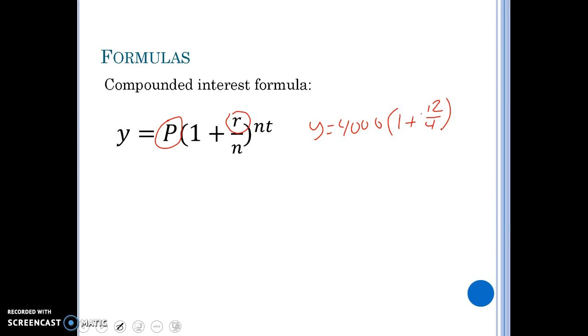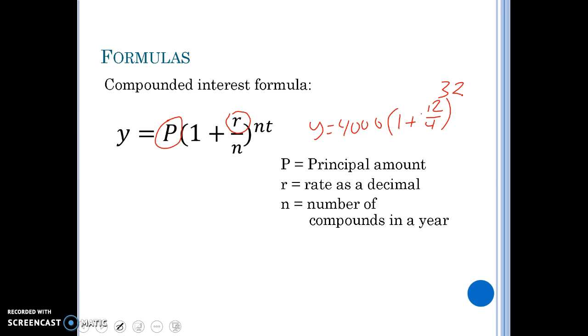And then the exponent is the number of times you're compounding it times the time. So in this particular case, if we're compounding it quarterly or 4 times a year, we're going to take 4 times 8, which is to the 32nd power. So that's the formula we have been using. What do all those variables mean? The P is the principal amount. The R is the rate as a decimal. So if it's 12%, it's 0.12. The N is the number of times you compound it in a year. So in our example here, it was 4. And the T is the number of years. So that gives you the compounded interest formula, unless it's compounded continuously.